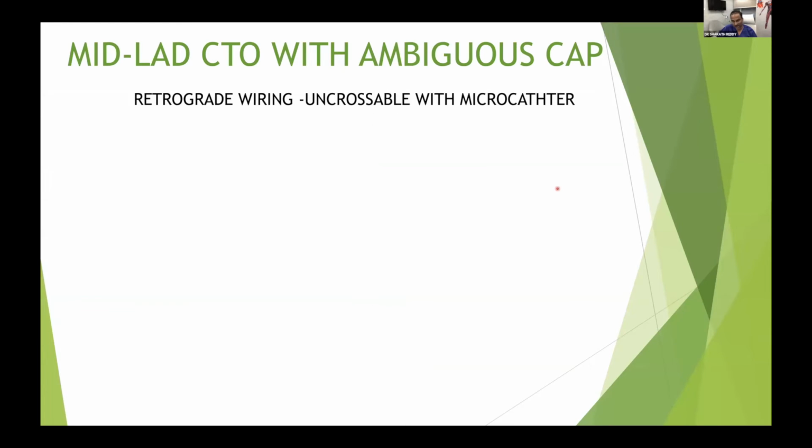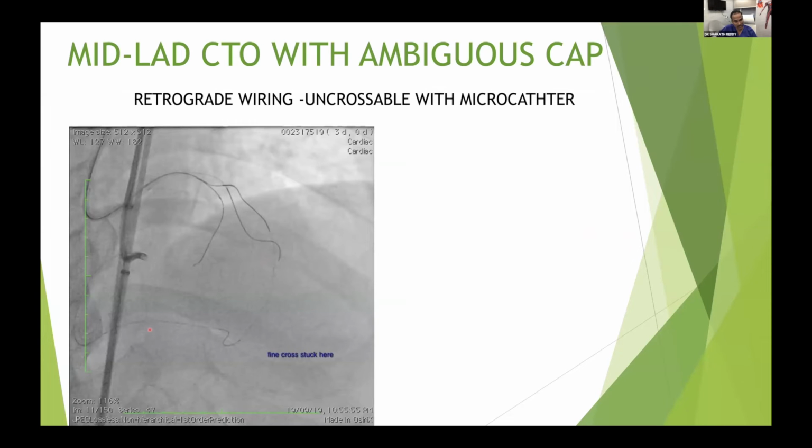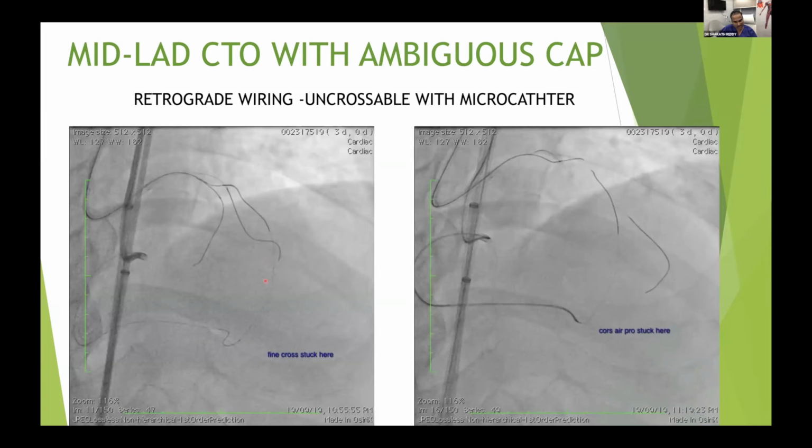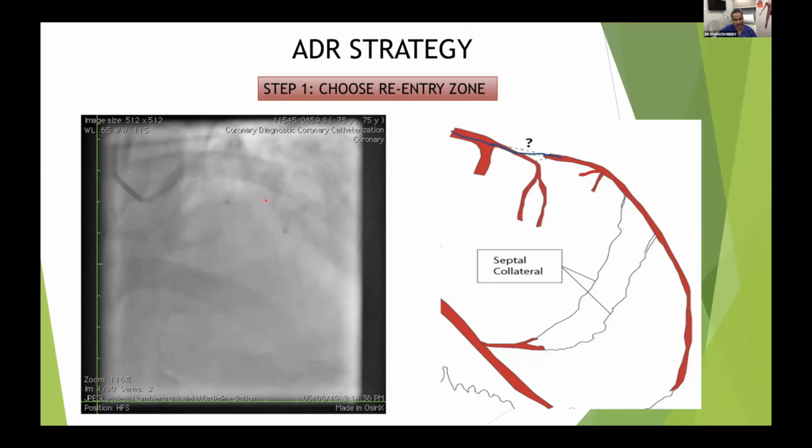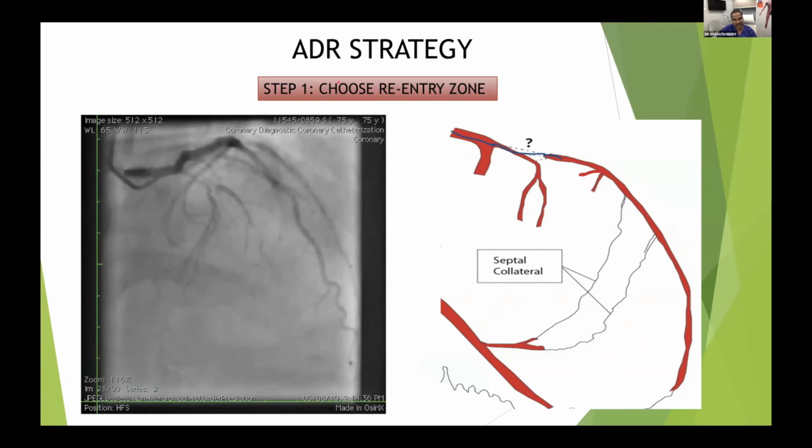And then actually I went retrograde. You can see this is a retrograde wire, but I was stuck with the uncrossability of the microcatheter. The microcatheter was not crossing, both Fine Cross and Corsair. So at that juncture, we decided to go ahead with ADR, that's a re-entry with Stingray.